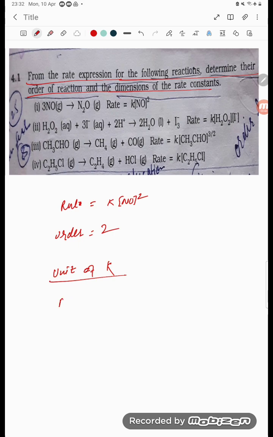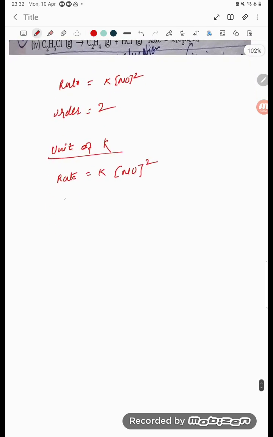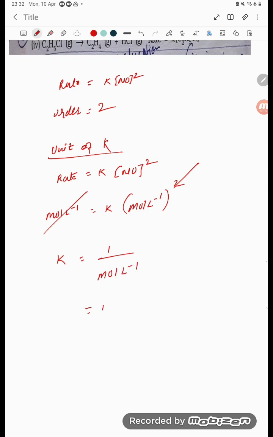From the same rate equation, rate is equal to K with this power 2. So dear students, rate is mole per liter equal to K, where the concentration is mole per liter and that is squared. So this cancels out, and K is equal to 1 by mole per liter. So it is mole inverse liter. So this is our required answer, students.